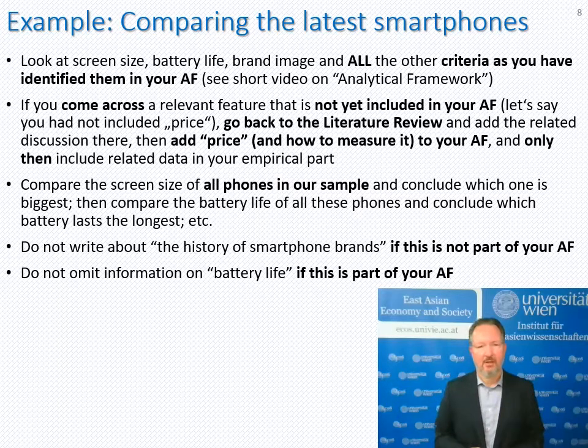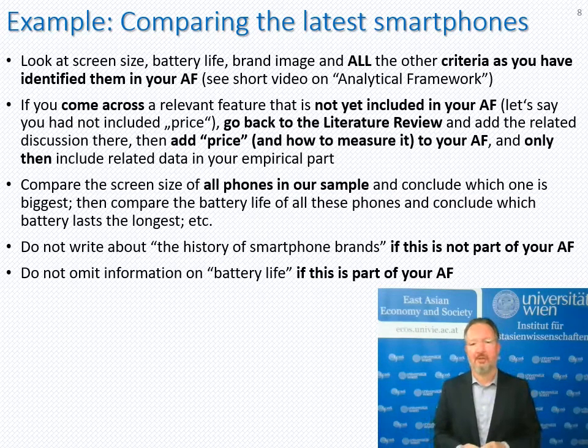What you should not write about, just picking an example here, is the history of smartphone brands, if this has not been part of your analytical framework from the very beginning. You look for information and find all these glossy papers telling you about the history of the iPhone or of Samsung, and you think, hey, that's cool, I want to include this. That is not okay if it's not part of your analytical framework. If you think this is relevant information, perfectly fine. Then you go to the literature review, add it to your analytical framework, and then you can write about it. But otherwise, don't do it, okay?